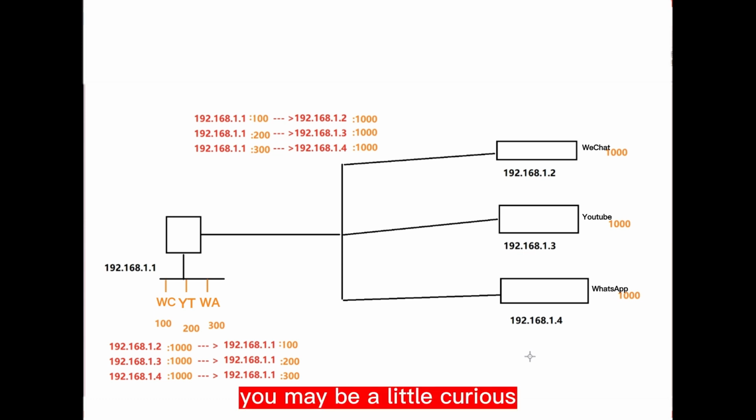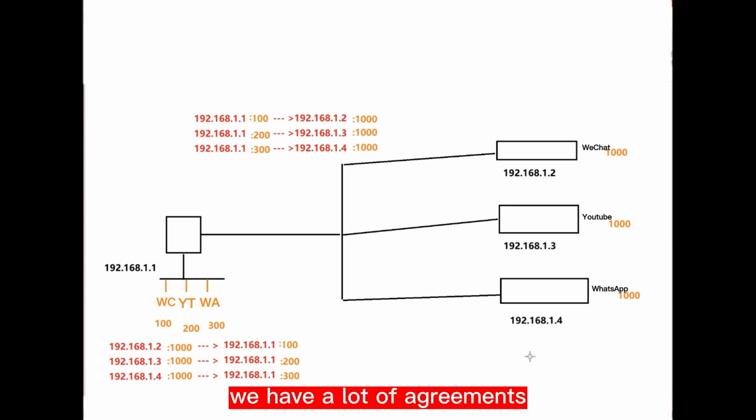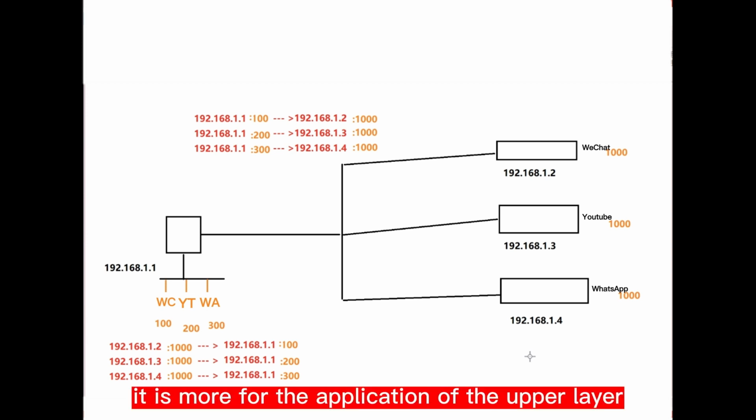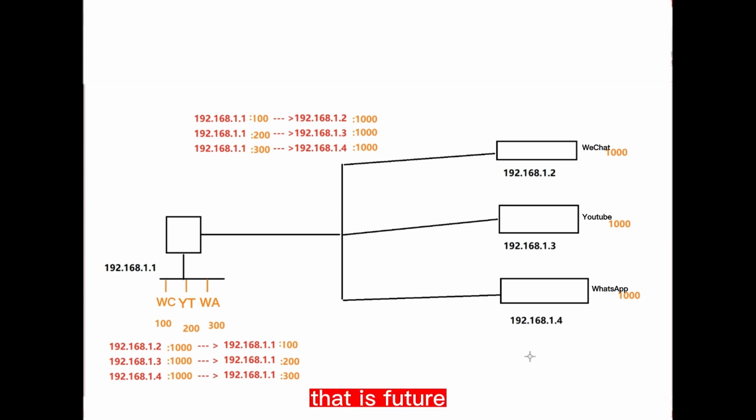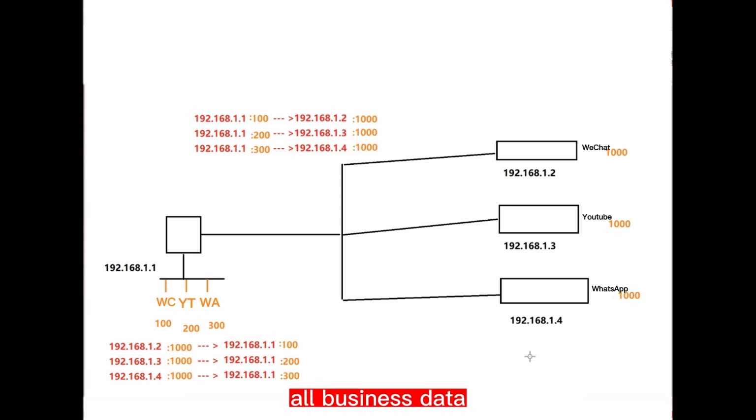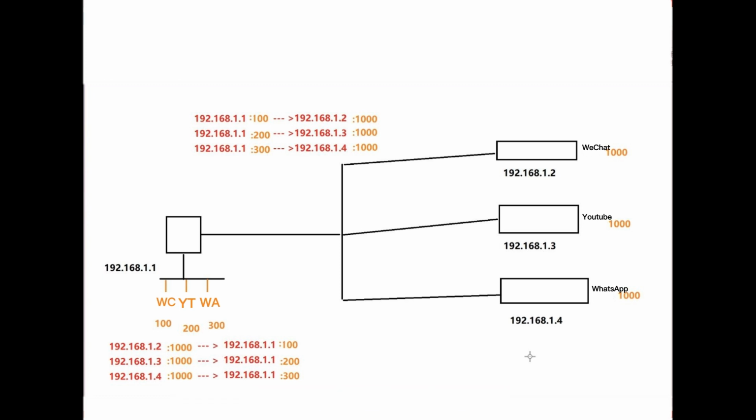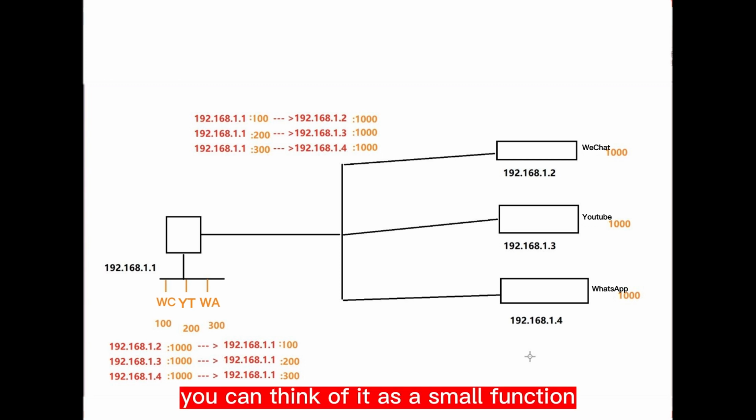Speaking of this, you may be a little curious. During class, when we just looked at the ARP message, it seems that there is no TCP in it. We have a lot of protocols, and they work at different levels. What we learned about the transport layer is more for the upper-layer applications to serve. That is, in the future you will be exposed to all kinds of real business data, and in each business data, it is all identified by the transport layer. But the ARP we learned, you can think of it as a small function.